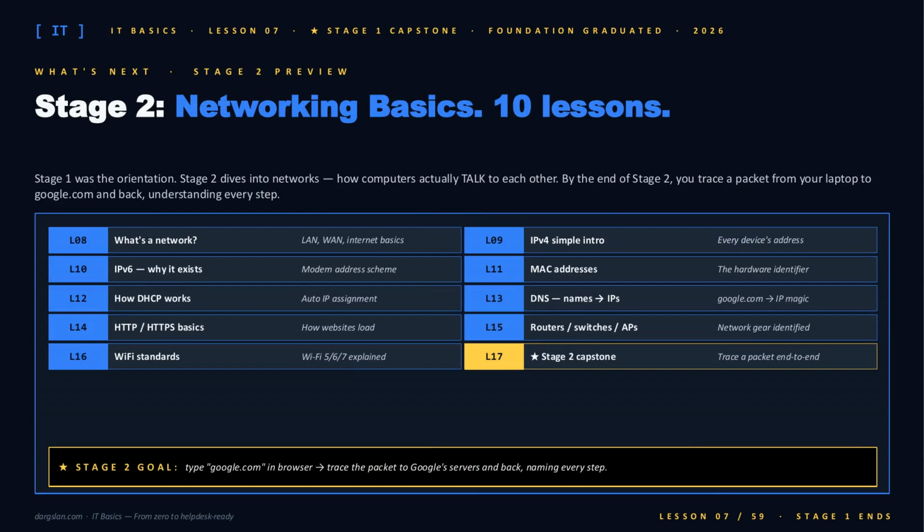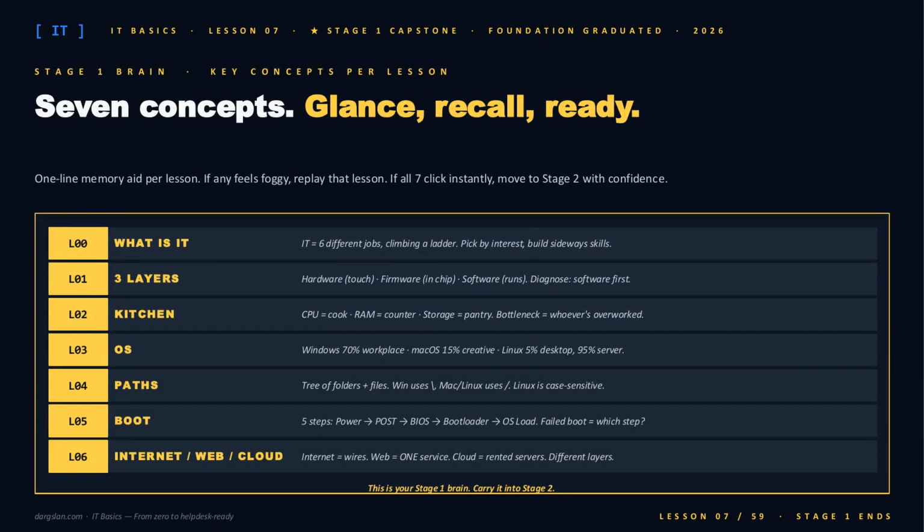And here's where you're headed next. Stage 2 is networking. 10 lessons that teach you how computers actually talk to each other. You'll start with what a network even is, move through IPv4, IPv6, MAC addresses, DHCP, DNS, HTTP, routers, Wi-Fi standards. And by lesson 17, you'll type google.com into a browser and trace that packet all the way to Google's servers and back, naming every single step. That's the goal. That's where this is going. But before we get there, let's do a quick gut check.